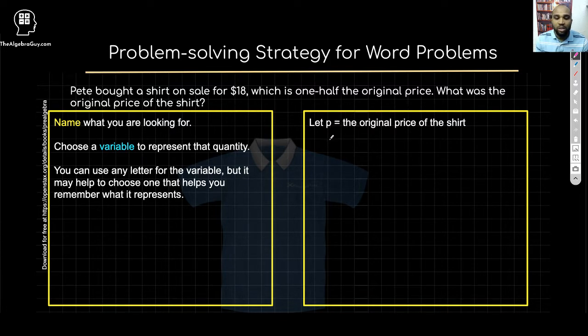And notice we didn't just say P equals shirt. That's a common mistake too. Why would that be a problem?